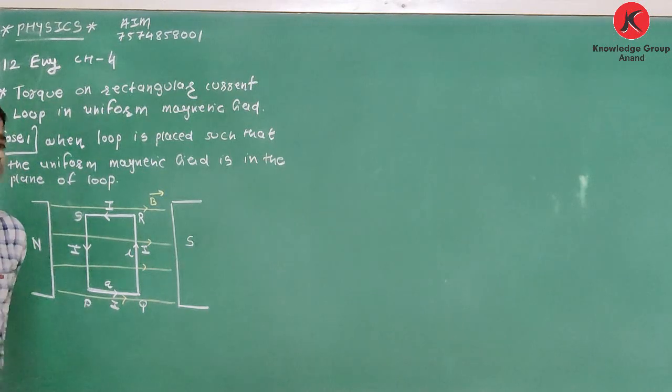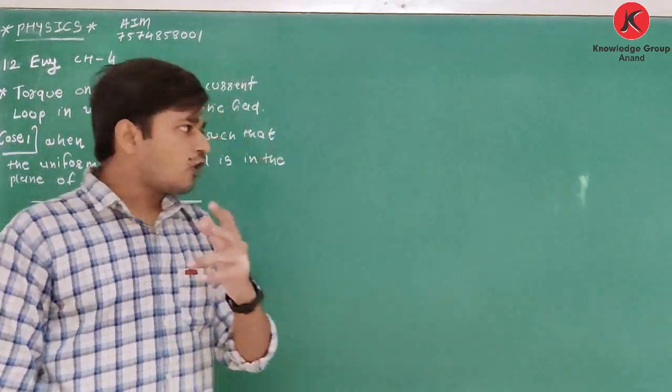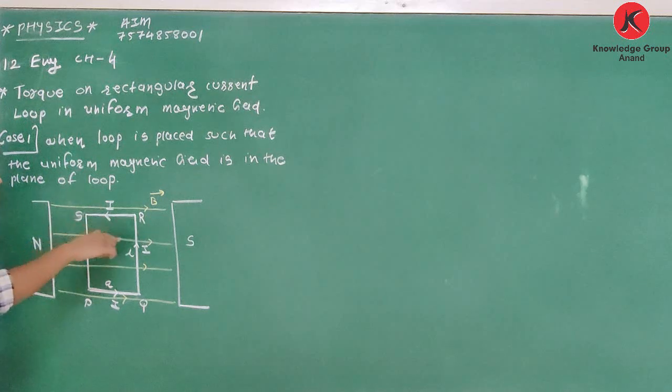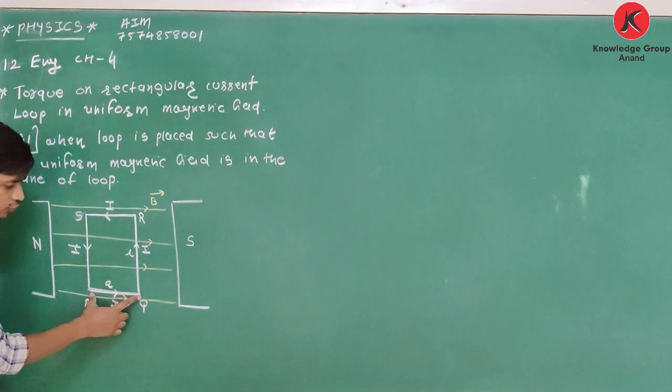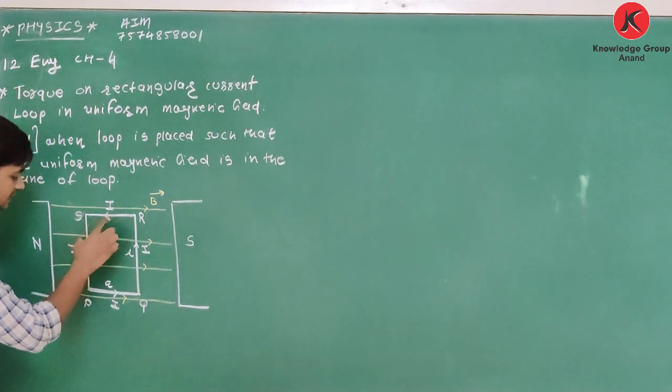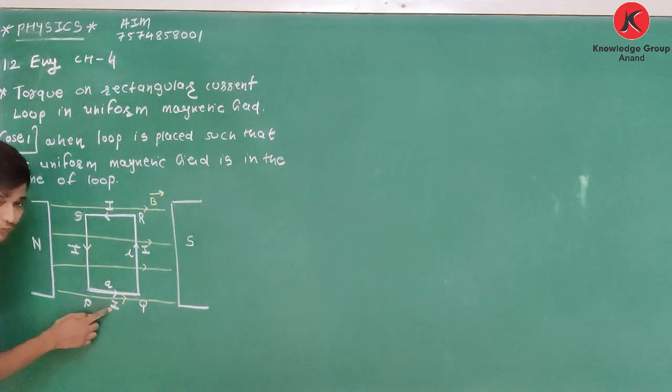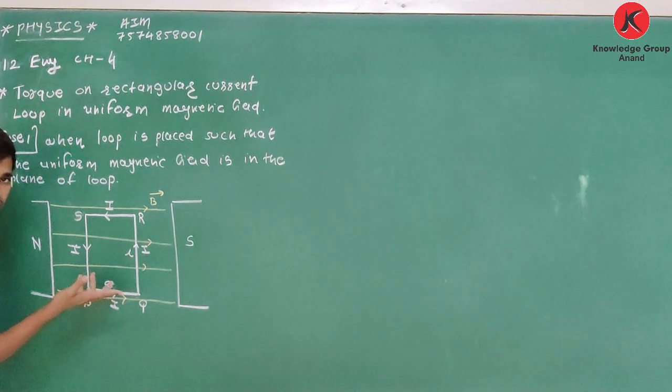What is torque? Torque is equal to force into perpendicular distance. So obviously, first of all, we have to find the force. Here the system is one rectangular loop, having four sides. First of all, we will find the force acting on each and every section: PQ, QR, RS and SP, in the magnetic field. We can consider this as a current element. The current flowing is I and the side is A.